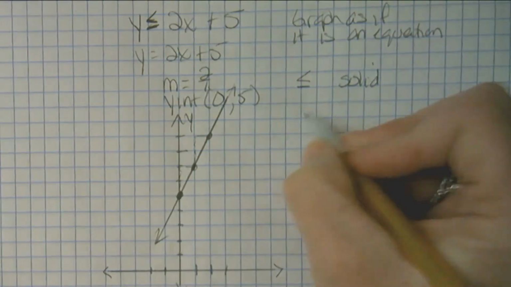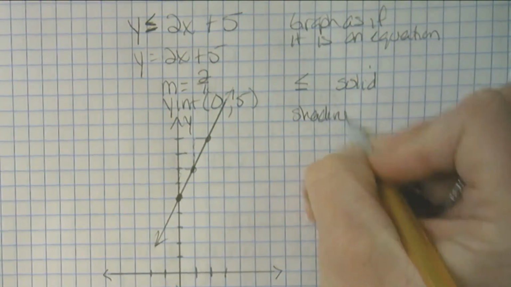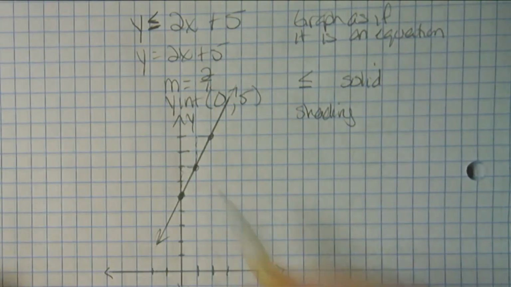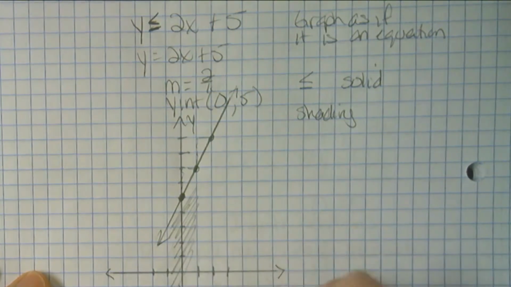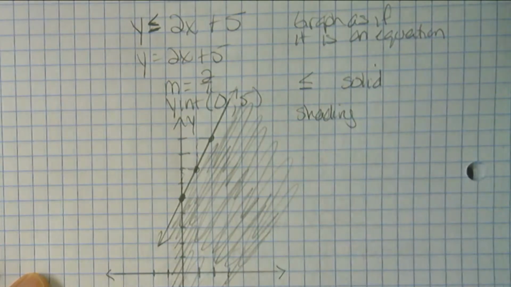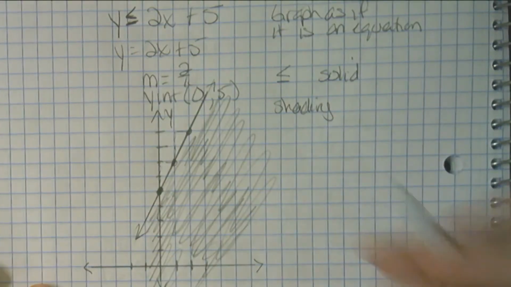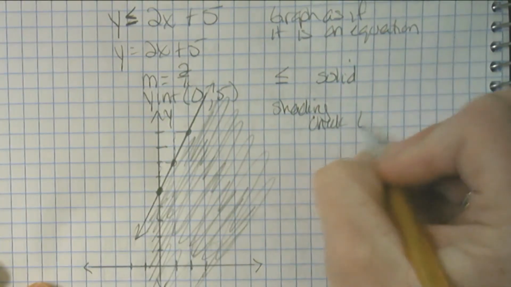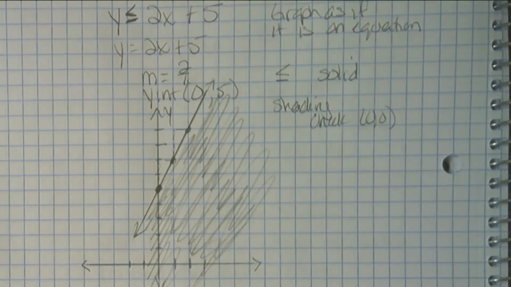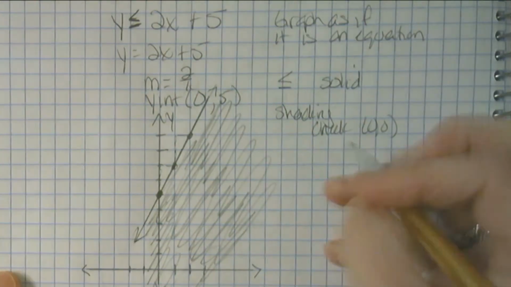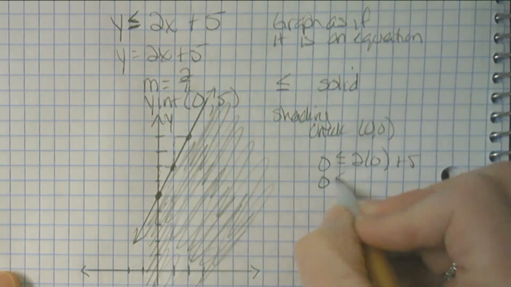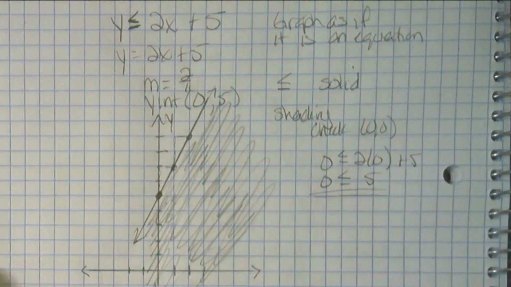Now I've got to worry about my shading. It says y is less than that. Well, all of my less than y's, my smaller y's are down here. So I'm assuming that this is my shading. But then I'm going to check it. I'm just going to use 0, 0 to check. I do anticipate 0, 0 making that true because I'm assuming it's in the shaded area. So I have 0 is less than or equal to 2 times 0 plus 5. So 0 is less than or equal to 5, and that is true, so I shaded properly.